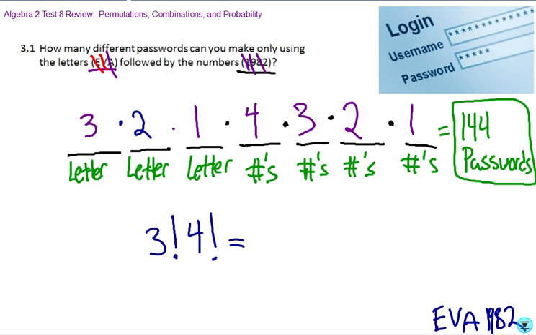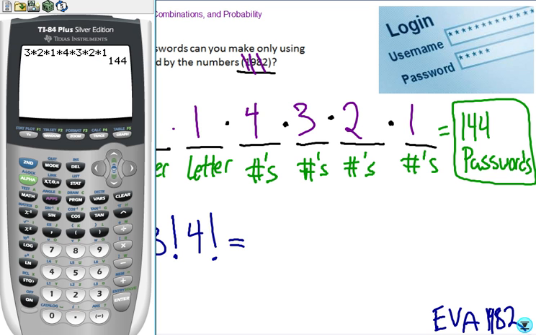So as a shortcut, instead of doing what we see there, 3 times 2 times 1 times 4 times 3 times 2 times 1, the shortcut is, at least on this calculator, if you go to Math and then PRB, and then you see the 4th thing down, that's the factorial button, right? So what I could type is 3 factorial and then 4 factorial, and we get the same answer, 144.